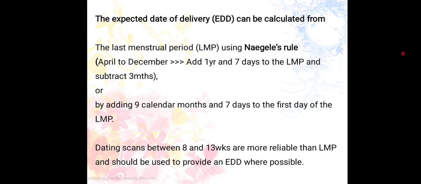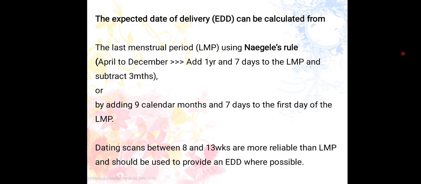Expected date of delivery can be calculated from the last menstrual period date using Naegele's rule. It has 2 forms: either adding 9 calendar months and 7 days to the first day of the last menstrual period, or adding 1 year, 7 days and subtracting 3 months. The latter is used if the last menstrual period is from April to December. We add 1 year. If the last menstrual period is from January to March, no need to add 1 year, only add 9 calendar months.